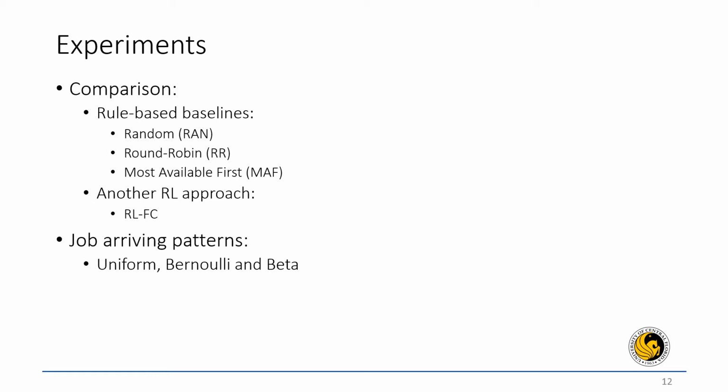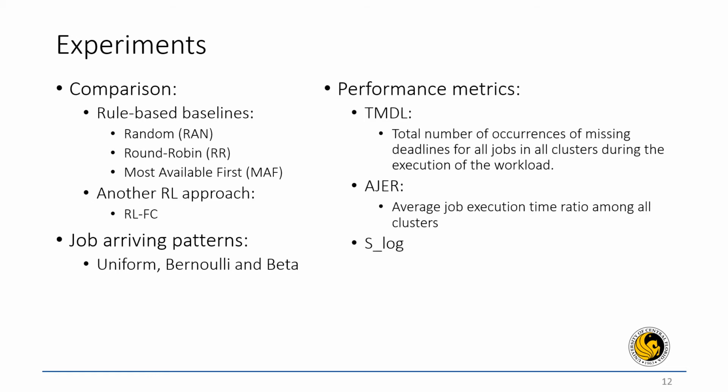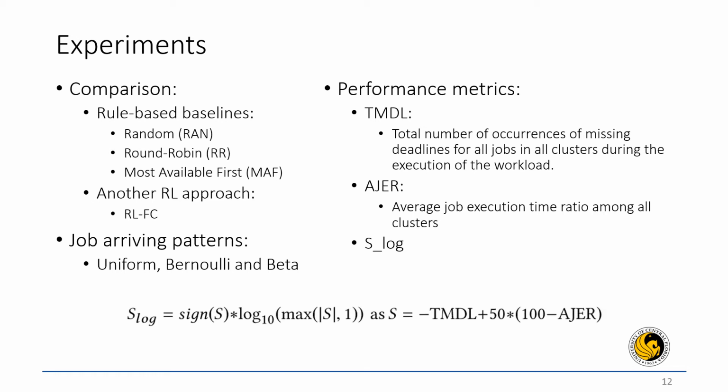Instead of training a model for each pattern, we only train a model for uniform and show its generality by directly using it on the other 2 patterns. For performance metrics, we use TMDL and AJER relating to the 2 goals of our resource management. Further, we define S-log as an integrated score attending to comprehensive performance in both goals.